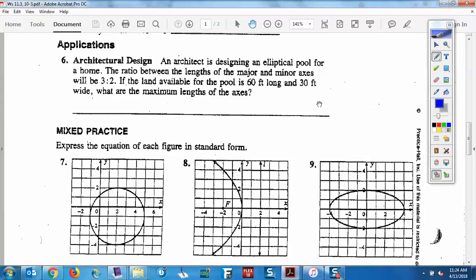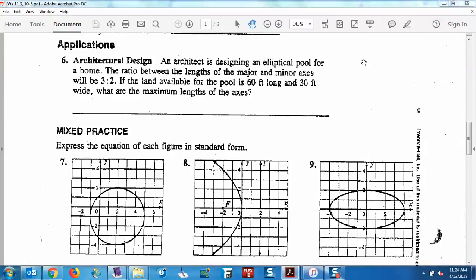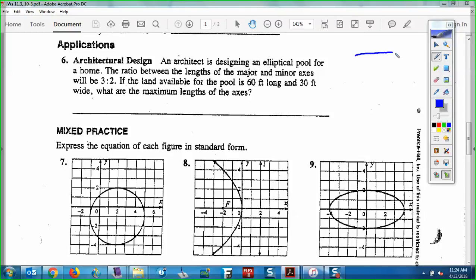So it says an architect's designing an elliptical pool for a home. Okay? The ratio, so it doesn't really matter what direction you go with it. Okay? The ratio between the lengths of the major and minor axis will be 3:2. Okay? If land available for the pool is 60 feet long and 30 feet wide, what are the maximum lengths for the axis? So basically that's saying if that's going to be 60 the long way, and you want the maximum length, so you want to use up the most amount.